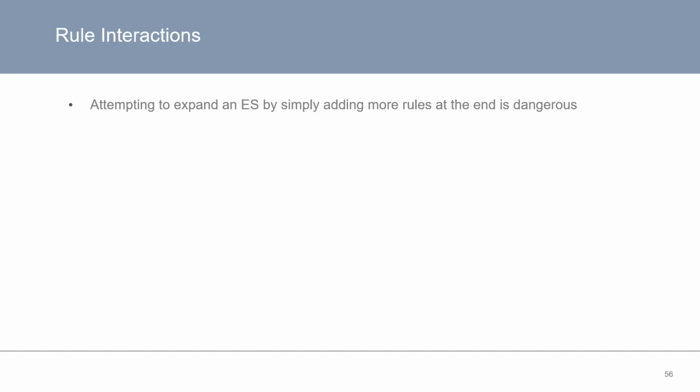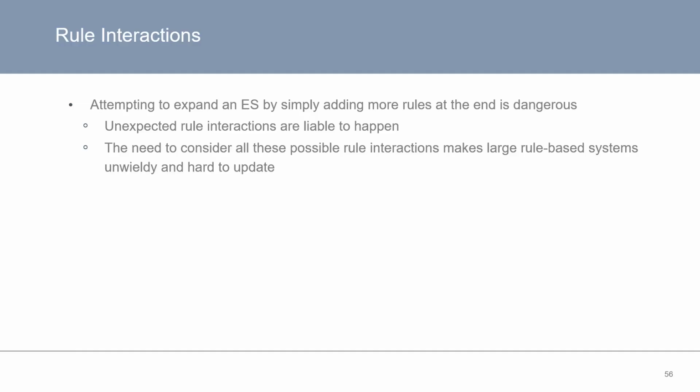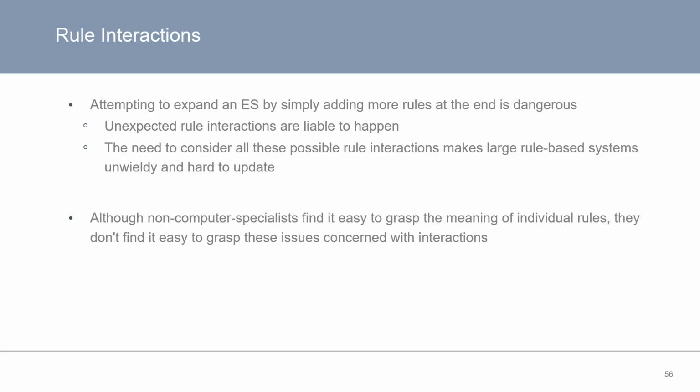One word of warning is thinking about the potential for rule interactions. When you're attempting to expand an expert system by simply adding more rules, this can end up being dangerous to its functionality. Specifically, unexpected rule interactions are liable to happen. For example, you might add new rule conflicts. The need to consider all possible rule interactions makes large rule-based systems unwieldy and hard to update. Also, while non-computer specialists may find it easy to grasp the meaning of individual rules, they often don't find it easy to grasp these issues concerned with rule interactions.